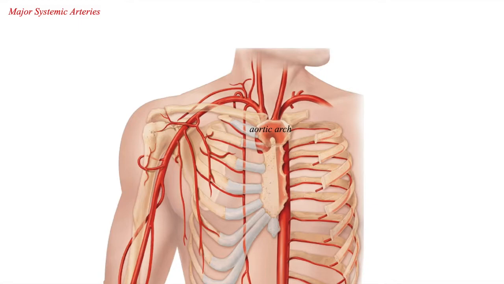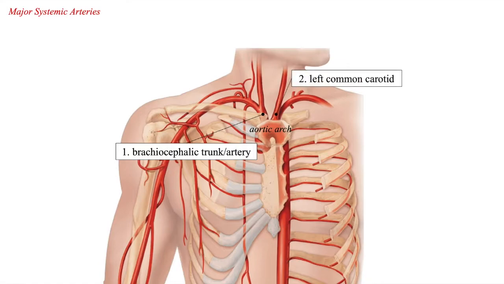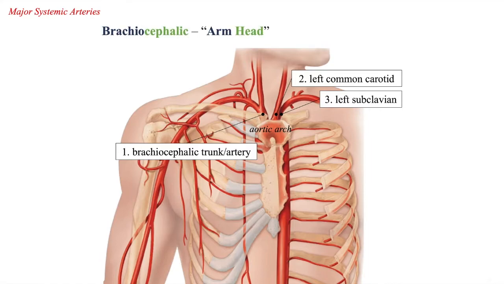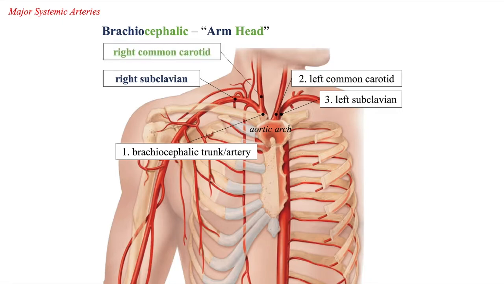Let's backtrack a bit and revisit the aortic arch and the subsequent pathway through the neck and arm. The brachiocephalic trunk is the first branch off the aortic arch. The second branch is the left common carotid artery, and the third is the left subclavian artery. Brachiocephalic translates to arm head, and the brachiocephalic trunk bifurcates, or forks, into the right subclavian artery leading to the arm, and the right common carotid artery leading to the head.